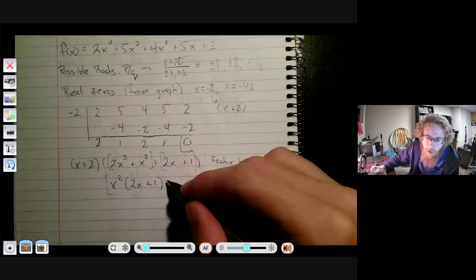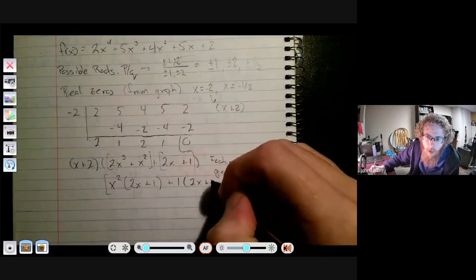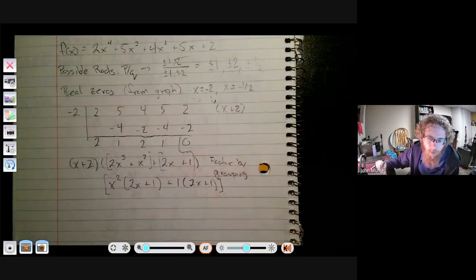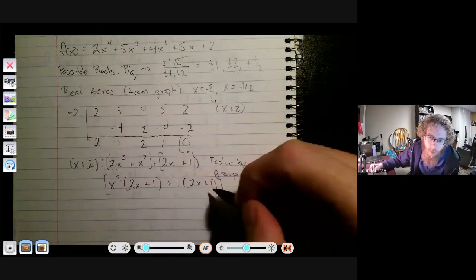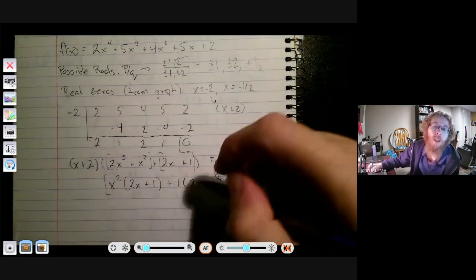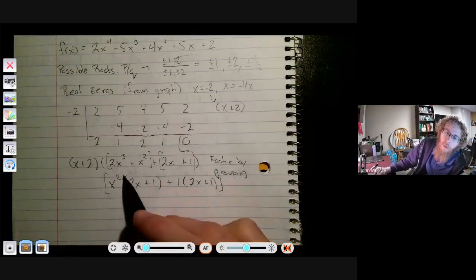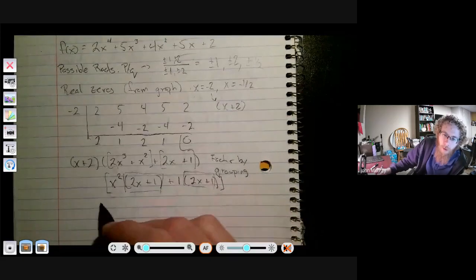So when that happens, you're just going to put a 1 outside of your parentheses there, because you can factor out as many 1s as you'd like. This could be 1 times 1 times 1 times 1 times 1 times 2x plus 1, and it would be the same thing. So now our factor by grouping tells us we're going to take out this term because it's shared in both.